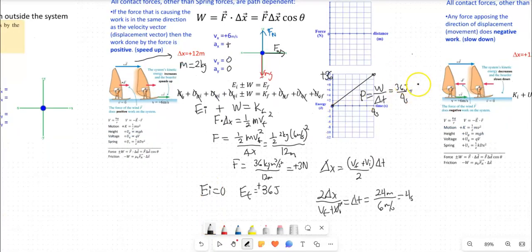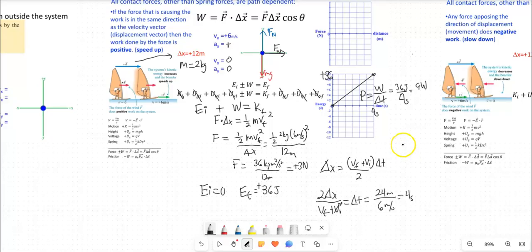So this is going to be 9 watts. Okay? So that's the reason why these graphs are powerful, because you could do a lot with them. You just have to think of a few things. So this is 9. Whoops, I'm sorry. This was 4 seconds. So we have the power here.